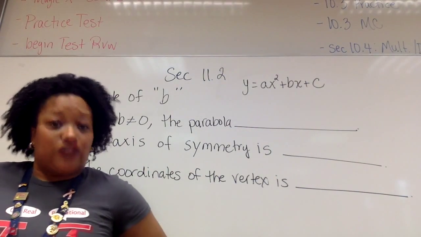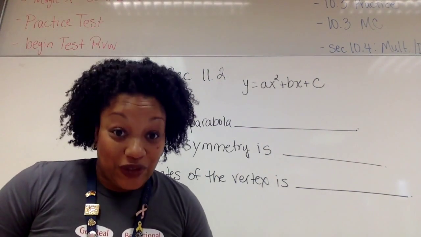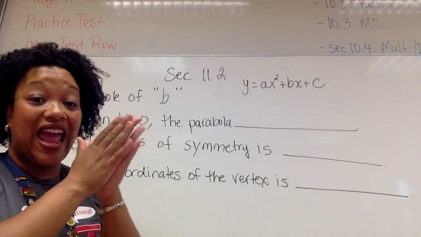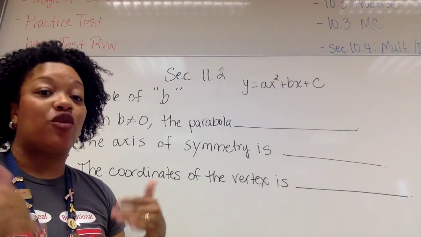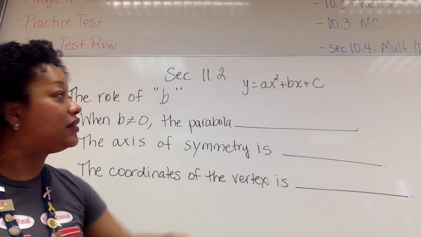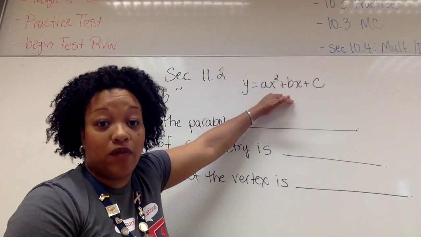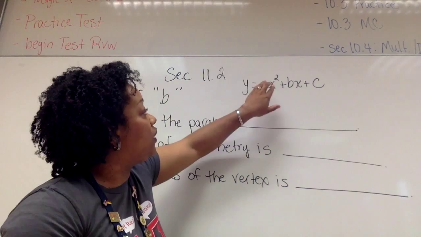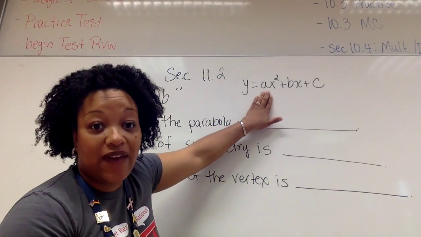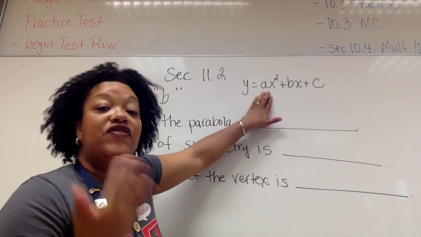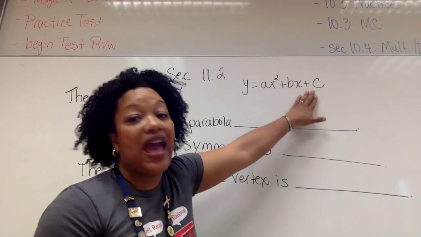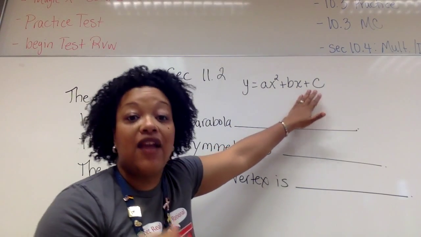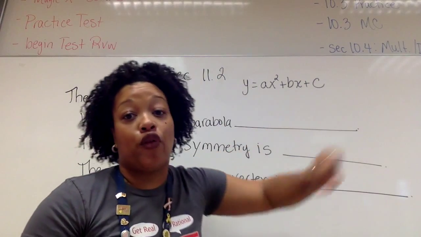All right, so we're at section 2 of our final unit for the school year. Yay! We're talking about graphing quadratic functions. This is your standard form. And in the first section, we talked about what happens when you just have the A term. And then we talked about what happens when we add on the C term. And then today, we're going to deal with all three.